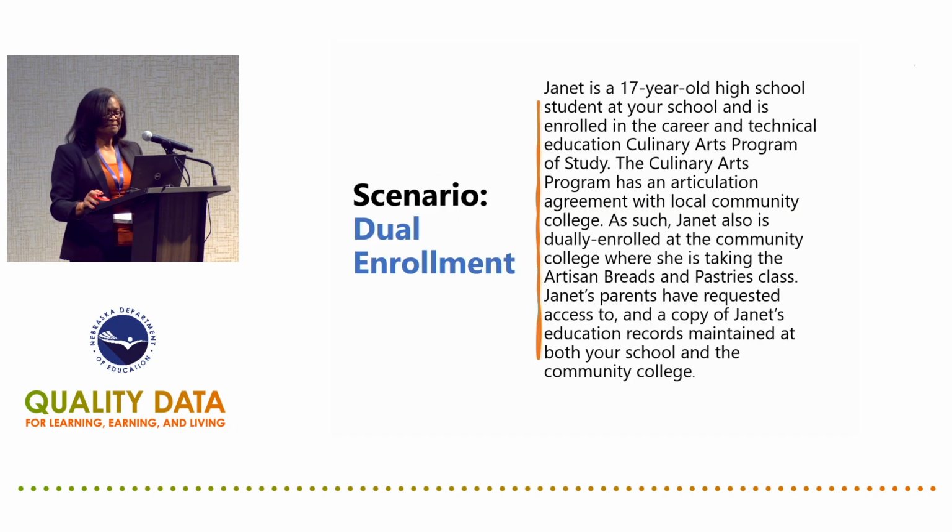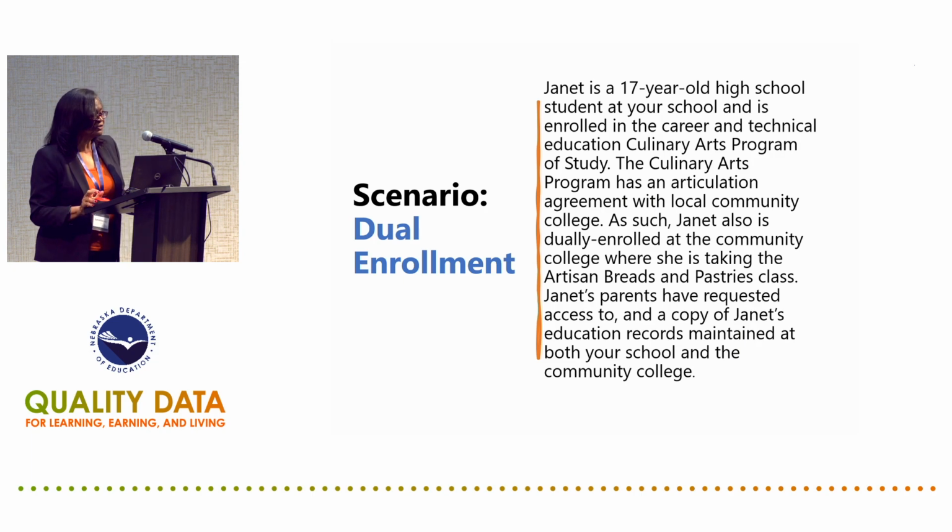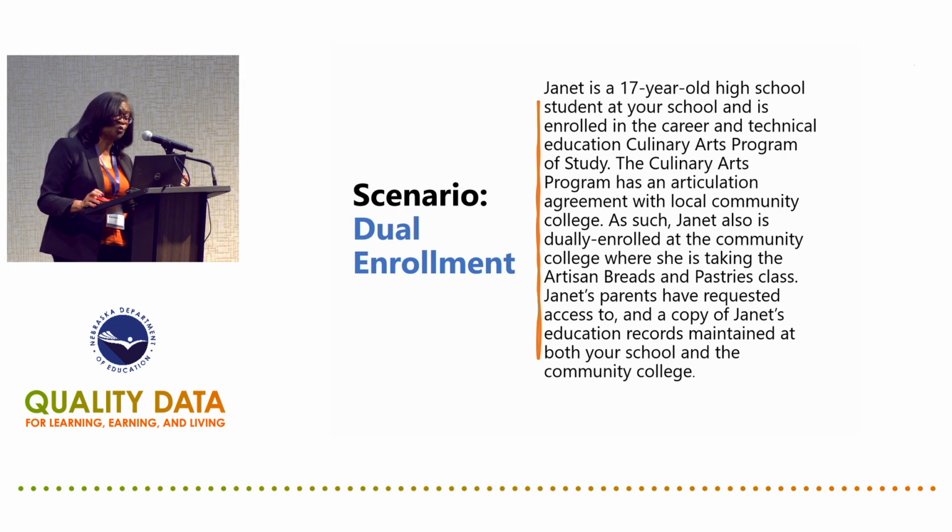All right, another scenario. This is a dual enrollment scenario. Janet is a 17-year-old high school student at your school and is enrolled in the Career Technical Education Culinary Arts Program of Study. The Culinary Arts Program has an articulation agreement with a local community college. As such, Janet also is dually enrolled at the community college where she is taking the Artisan Breads and Pastries class. Janet's parents have requested access to and a copy of Janet's education records maintained at both your school, the high school, and the community college. So let's see how we work this out when we've got a dual enrollment situation happening.